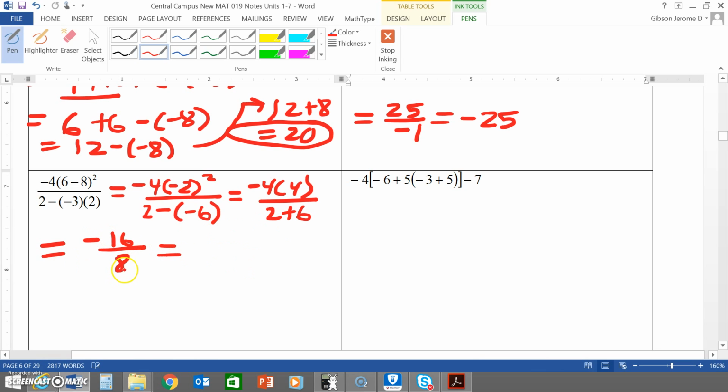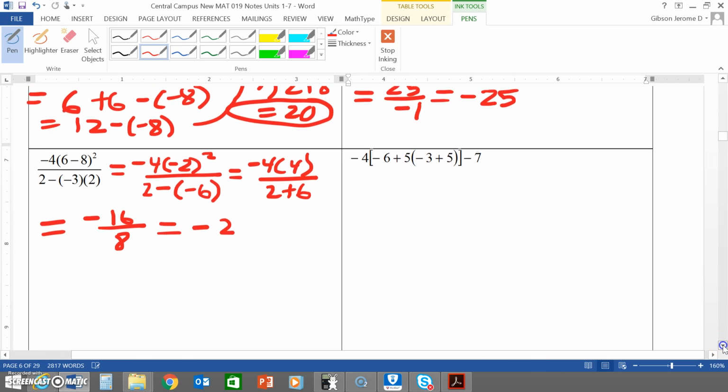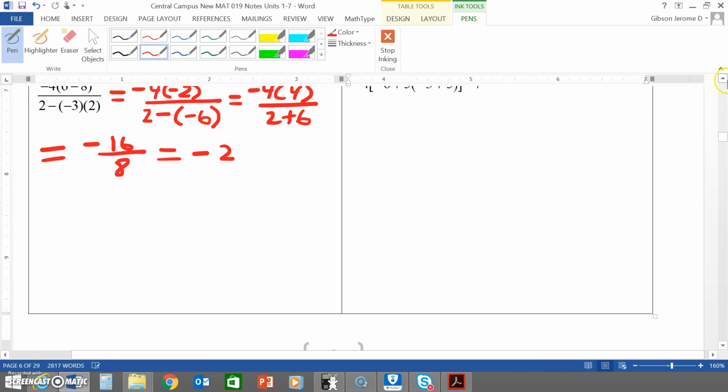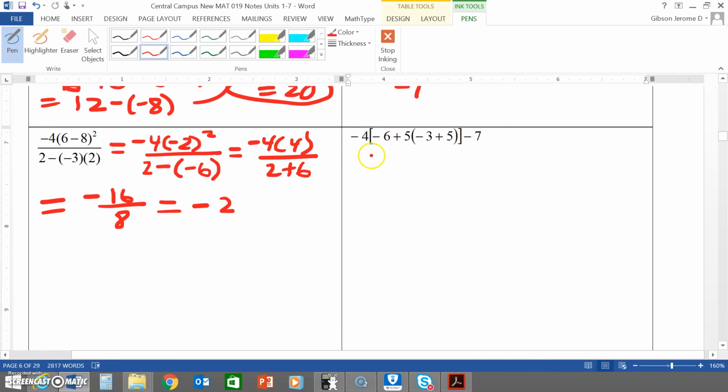Now negative 16 divided by a positive 8 will give us a negative. 16 divided by 8 is 2, so your final answer is a negative 2. Now we move on here to the next problem. I'm not sure. Yes, this is the last problem of the page. Now it's a little longer because we have brackets, parentheses, addition, subtraction, multiplication. We have everything except for the exponent in this problem.